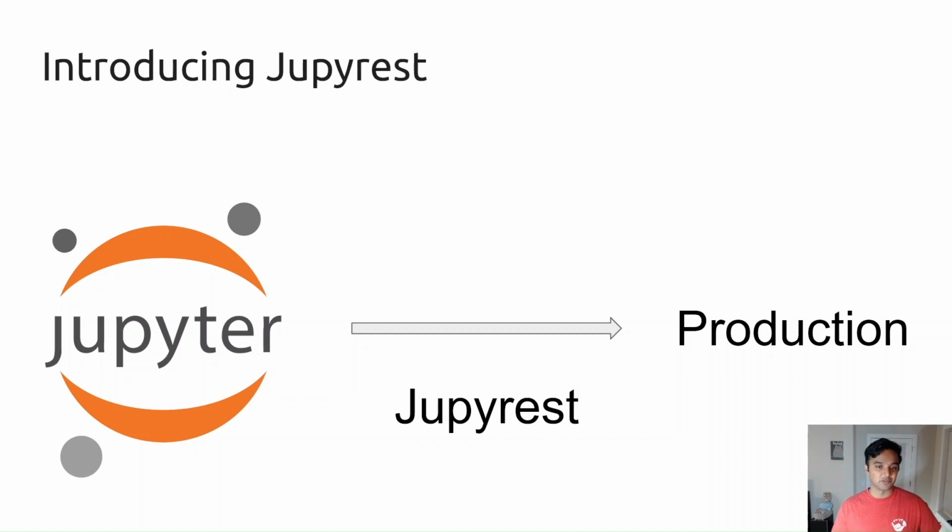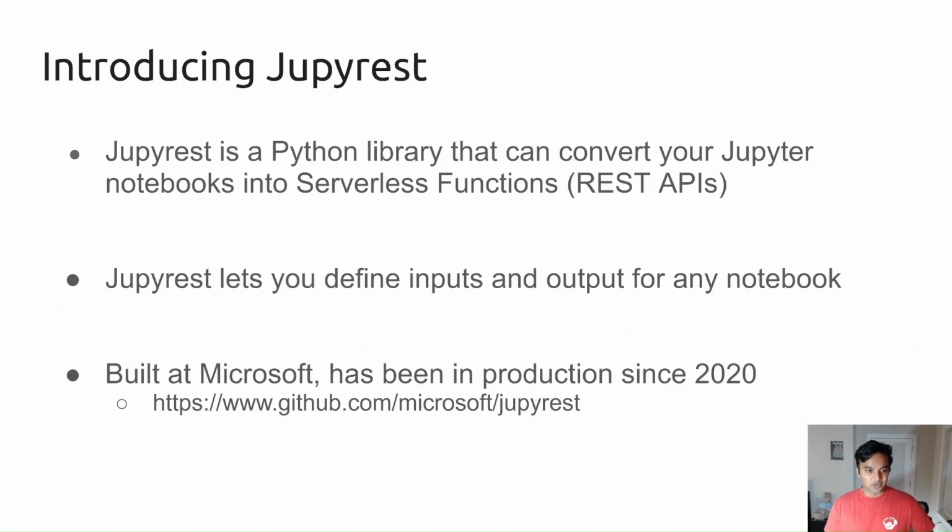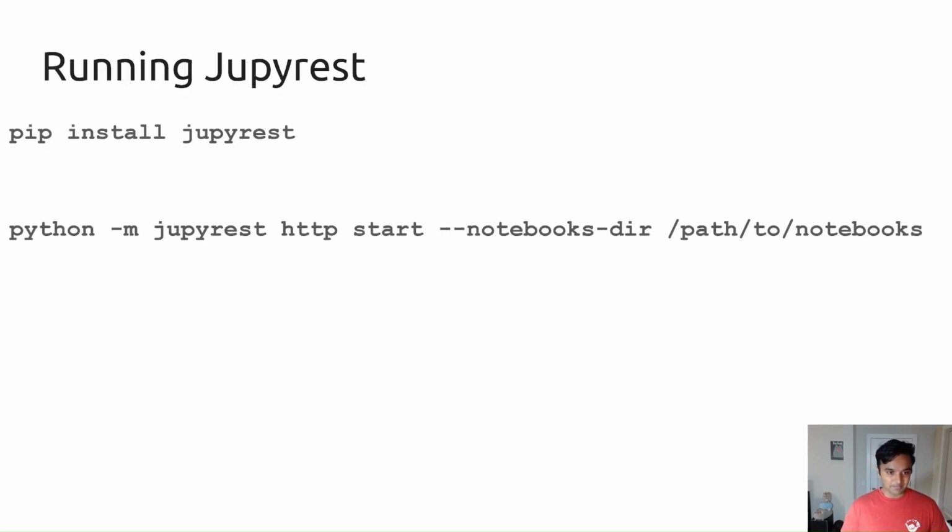And we're going to talk about Jupyrest. Jupyrest is a Python library that can convert your Jupyter notebooks into serverless functions, essentially REST APIs. It lets you define inputs and outputs for every notebook. And just a little background, this has been something I started at Microsoft, and it's been in production since 2020. And we do have it on GitHub. You can check out the link on the screen there.